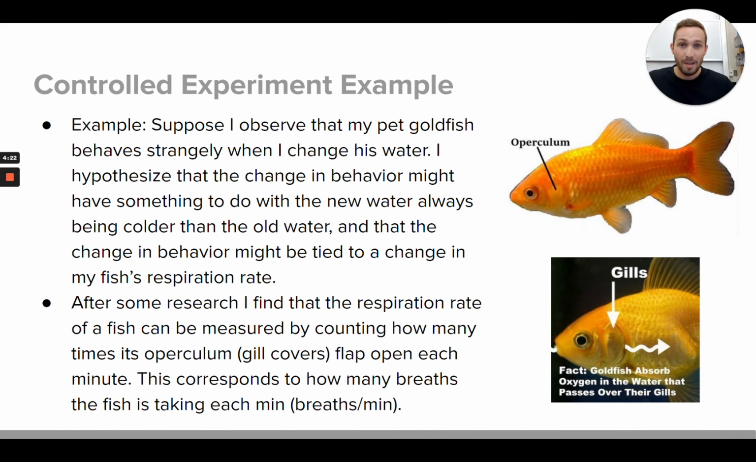Suppose I observe that my pet goldfish behaves strangely when I change his water. And so I start thinking about this and reflecting on it, and I hypothesize that the change in the fish's behavior might have something to do with the new water always being colder than the old water.